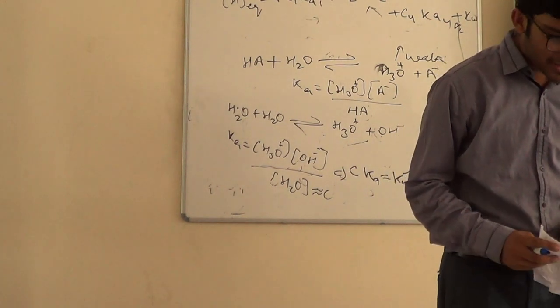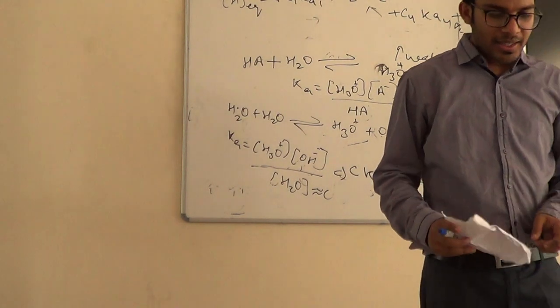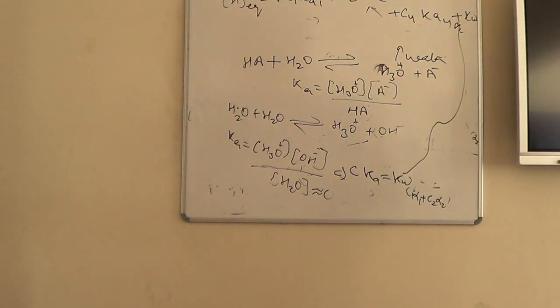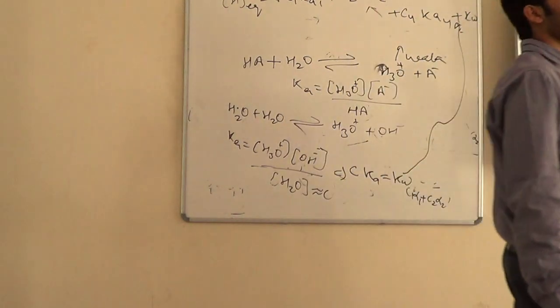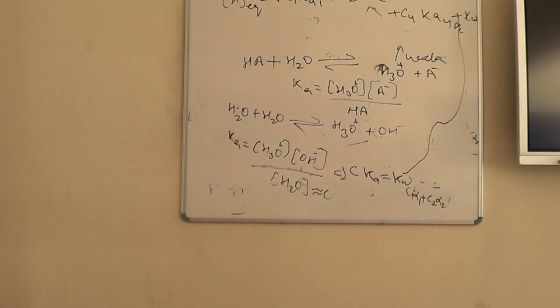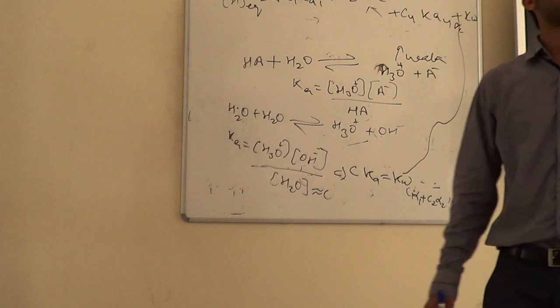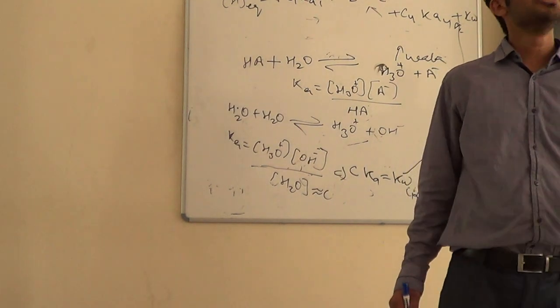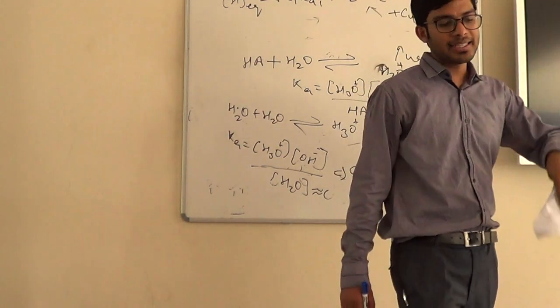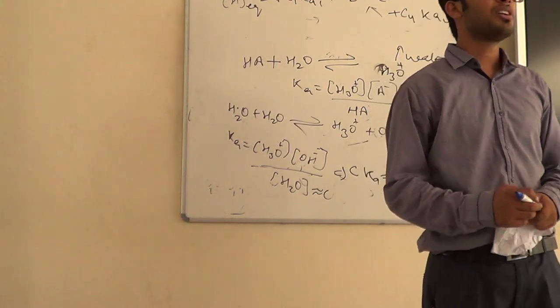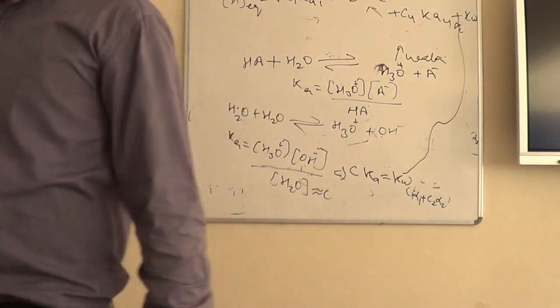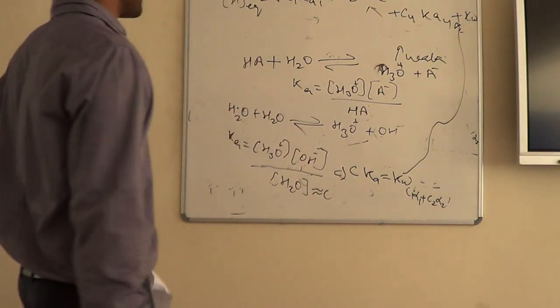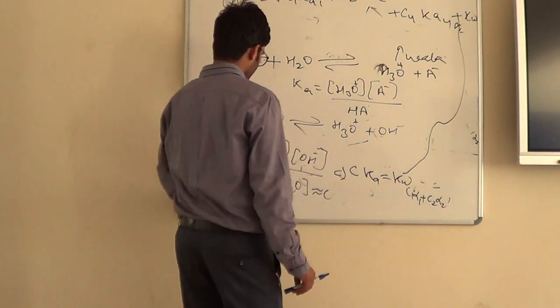Okay, next question. Find the pH of 0.1 molar HCl with 0.1 molar CH3COOH. A mixture of strong acid and weak acid. You can write it as a heading or as a question. 0.1 molar HCl plus 0.1 molar CH3COOH.